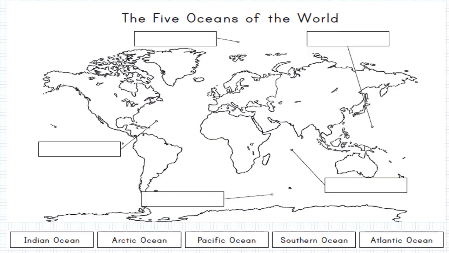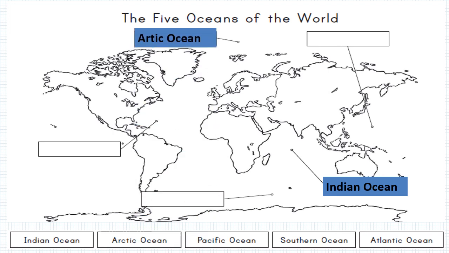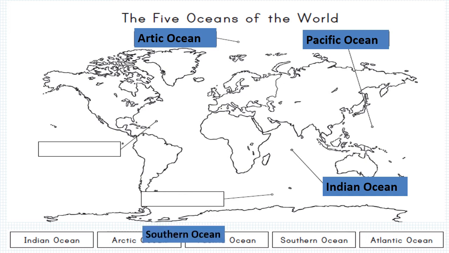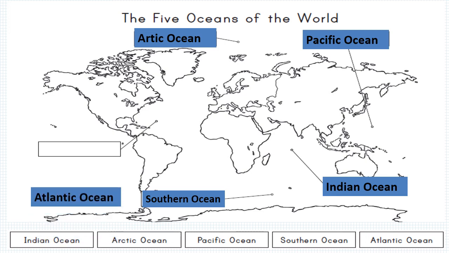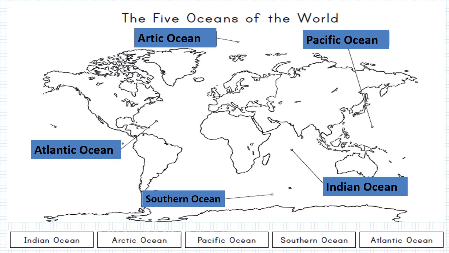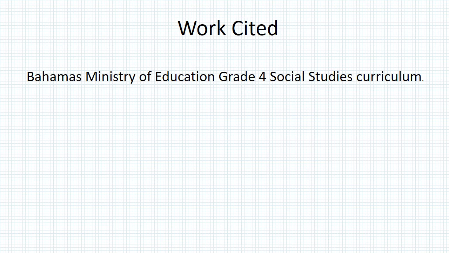All right, let's look at the oceans. Let's fill those in. The first one will be Indian Ocean. Next one, Arctic Ocean. And we will have Pacific Ocean. Pacific will be on both sides. Southern Ocean. And last but not least, we will have the Atlantic Ocean. Oh, you did a marvelous job. That has been our lesson on Where is the Bahamas, Part B or Part 2.